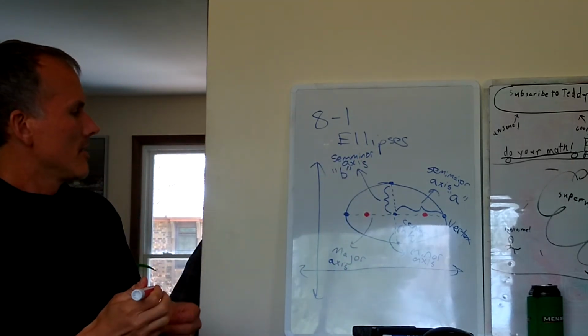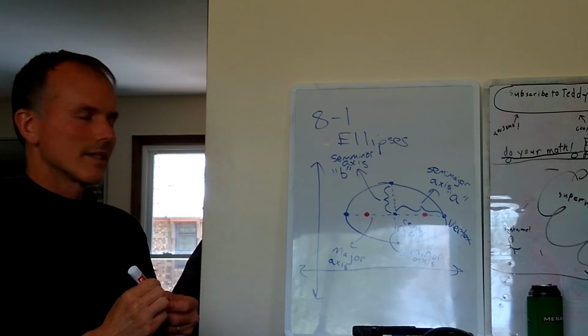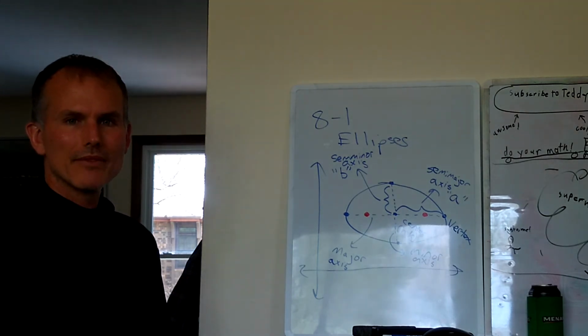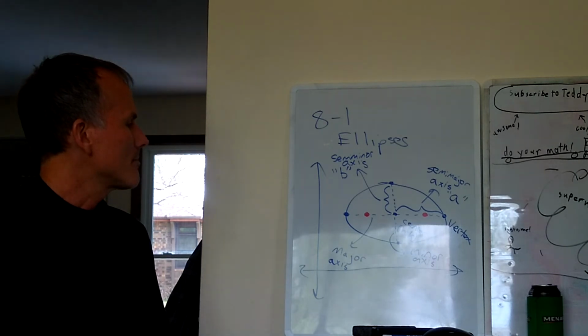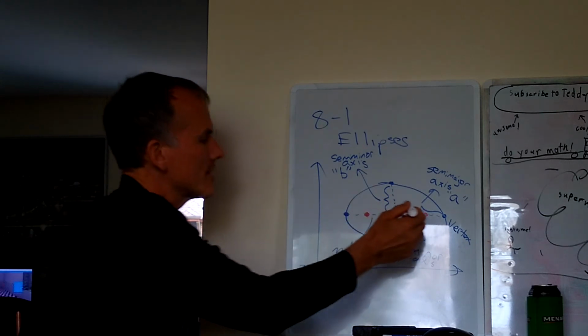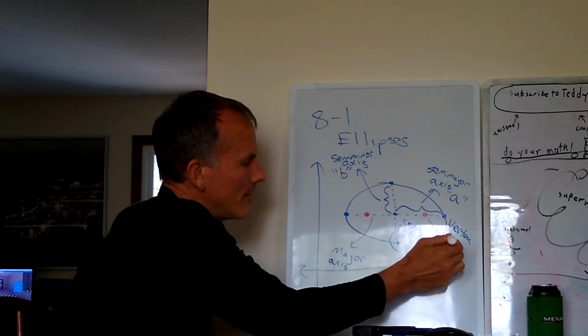Okay. So those 2 points play a vital role in the shape of the ellipse. And do you know what those are called? No. Okay. Each one of those is called a focus.